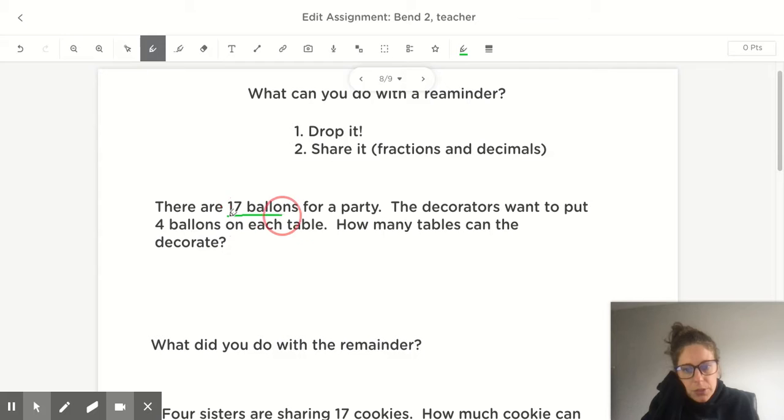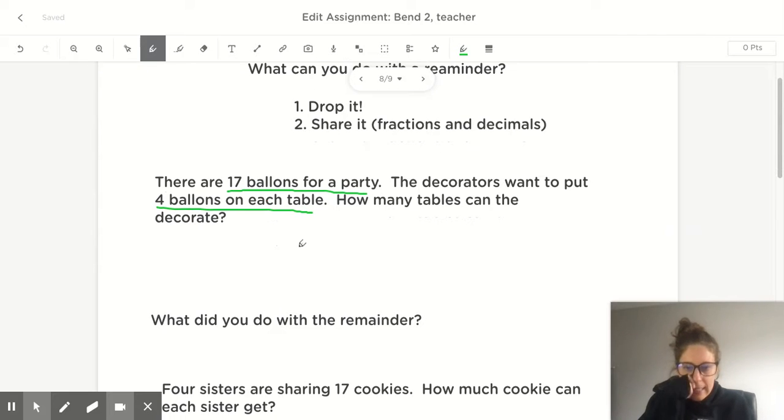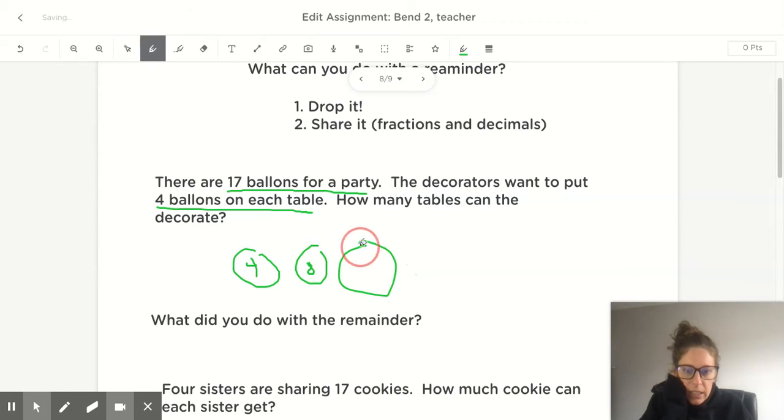There are 17 balloons for a party. The decorators want to put 4 balloons on each table. How many tables can they decorate? Well, if 4 balloons go on each table, 4, 8, 12, 16, I can decorate 1, 2, 3, 4 tables. I can't decorate a 5th table.